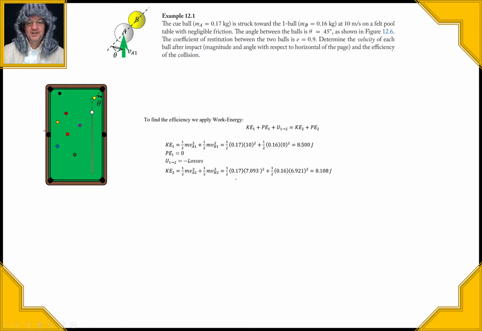The kinetic energy in the second state is going to be the total kinetic energy of both ball A and ball B, so we get about 8.108 joules. And so there's what that solution will be. We could also figure out the losses, but we could just as easily divide the kinetic energy at state 2 by the kinetic energy at state 1, and we find that it's a 95.4% efficient collision that's taking place.